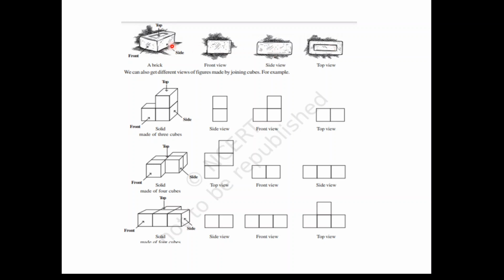Look at this. Now we can take other solids made up of cubes. The first solid is made up of three cubes. Look at this. Its top view will look like this, right? Then the front view, side view. Just look at the other examples also. Top view, side view and front view. Look at the third one. Its top view looks like this, the front view is this, and the side view.